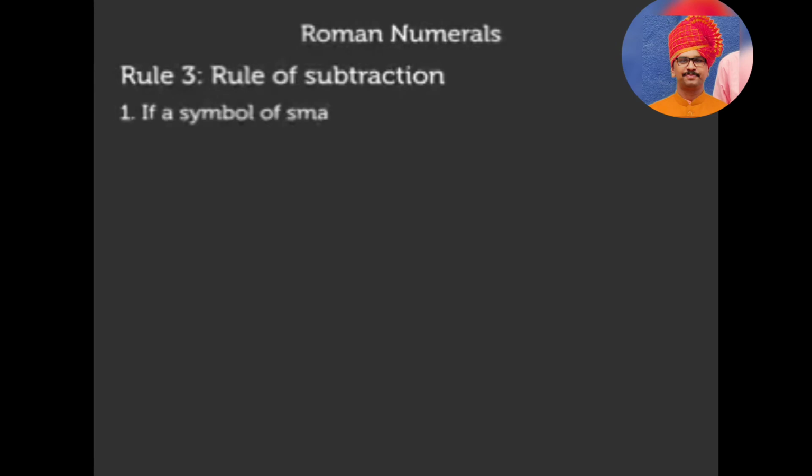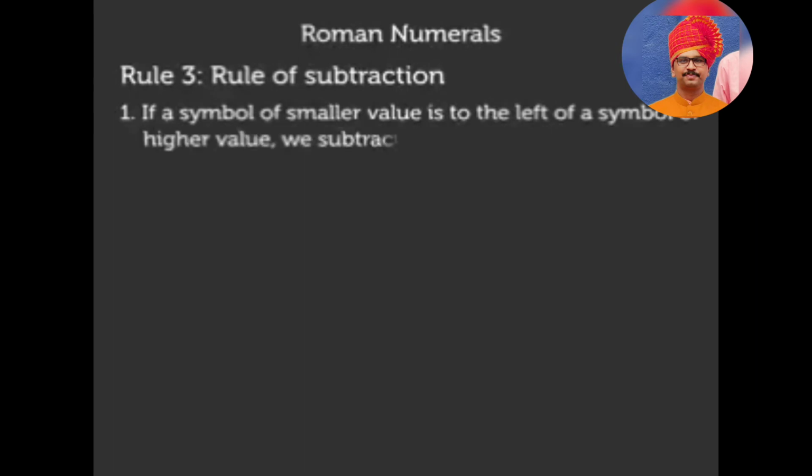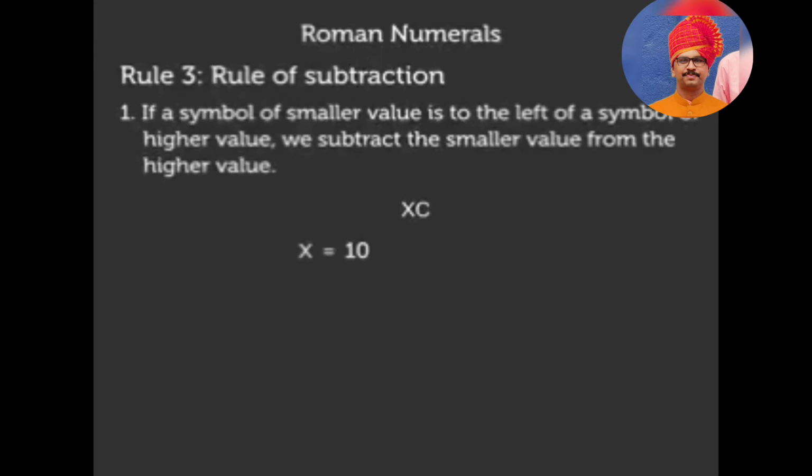Finally, we have the third rule. Rule of subtraction. If a symbol of smaller value is to the left of a symbol of higher value, we subtract the smaller value from the higher value. XC. X is equal to 10 and C is equal to 100. XC is equal to 100 minus 10 is equal to 90.